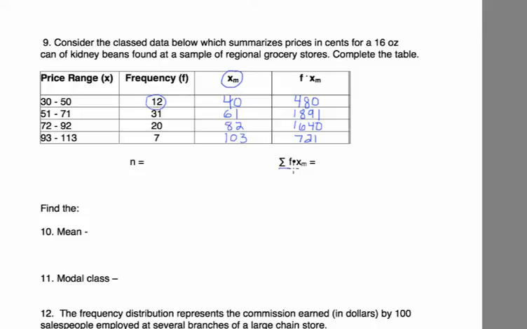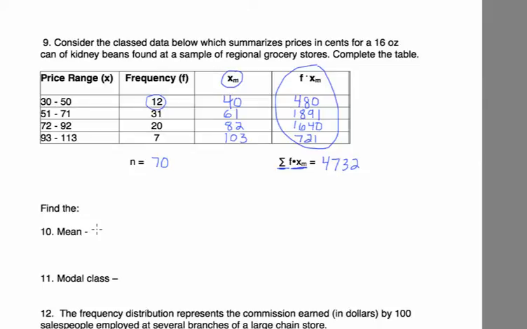So now I'm going to add up all these. Sum of the frequency times the midpoint. So I'm summing this column, or adding those up. On my calculator, I add those, and I get 4,732. N, that's the amount of cans that I surveyed. So I add up my frequencies, and I get 70.